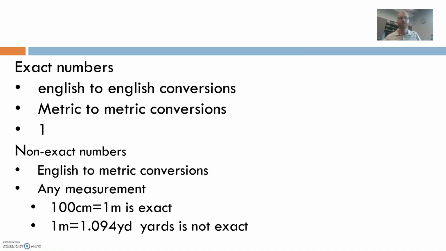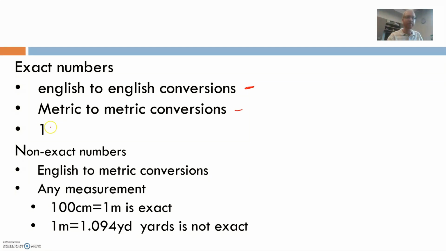exact numbers. English to English conversions. So you got 2 systems of measurement. You got the English or the imperial system, and then you got the metric system. Okay? When you're converting feet to inches, there's exactly 12 inches in 1 foot. Okay? Exactly, period. 12.00000 inches in 1.000 feet. Okay? Metric to metric conversions is exactly 100 centimeters in exactly 1 meter. Okay? Those are exact conversions.